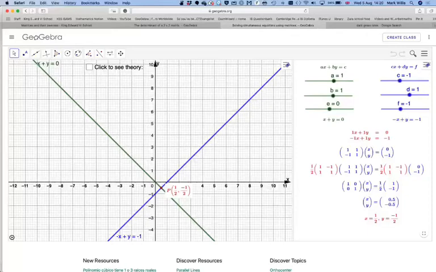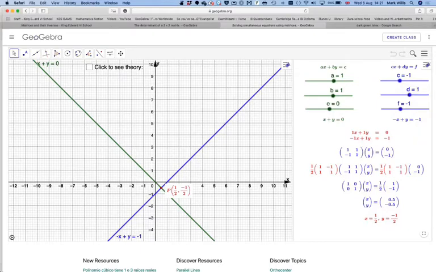In this video, we're going to look at solving simultaneous equations using what's known as the matrix method. Here we've got two straight lines determined by these sliders of the type ax plus by is equal to c. So this is x plus y is equal to 0, this line here. And here we have the line cx plus dy is equal to f. So we've got minus x plus y is equal to minus 1 here.